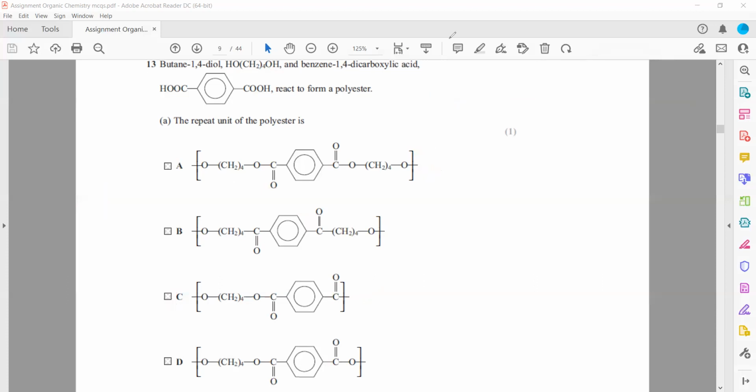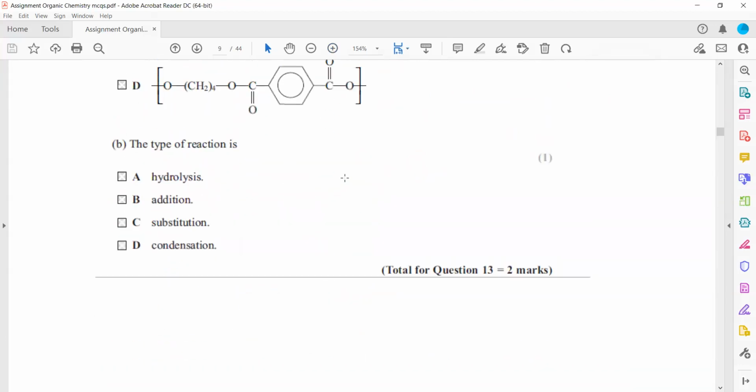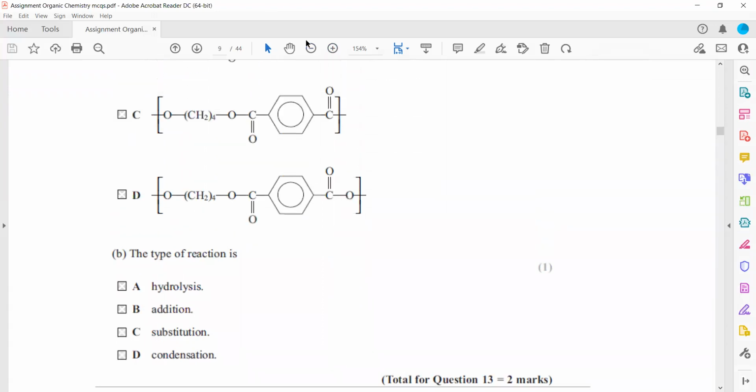So as a result, it will form a condensation polymer in which a small molecule of water is given off. What type of reaction is this? It's a condensation reaction. Hydrolysis means that with the help of water we break down the compound. Addition means we have only one product. Substitution is where one atom or group of atoms displaces another atom or group of atoms. But this is condensation because a water molecule is given off. A water molecule or even an HCl molecule might be given off. We call that condensation.